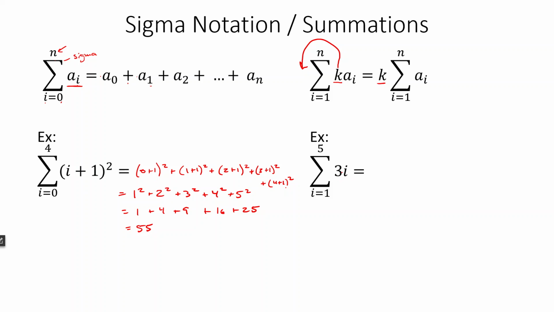All right, if we try this one, we could leave the 3 in, or it's a constant, we could take the 3 out front. And we could say this is 3 times, and then we're going to plug in 1 to 5. So 1, 2, 3, 4, 5, like that. So if we add up all the numbers from 1 to 5, I think that's 15. So we get 3 times 15, which gives us 45. So this is how summations work.